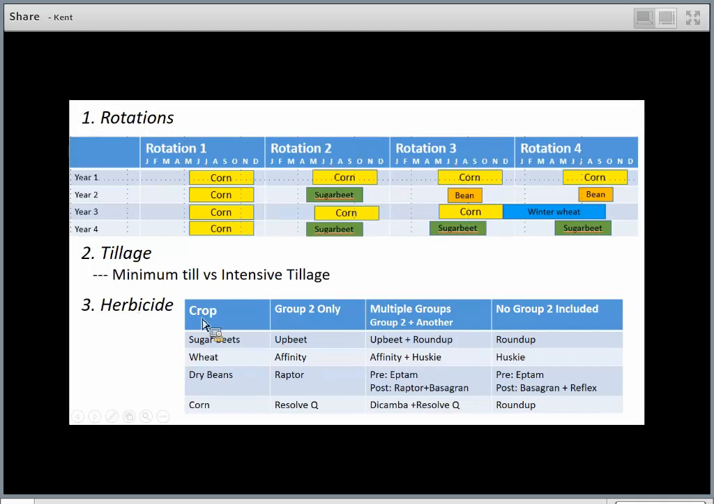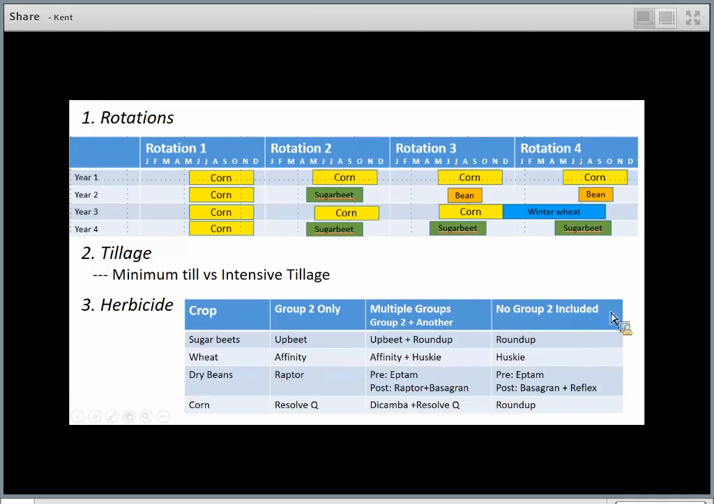And then herbicides. The treatments are either all group 2 only herbicides, those ALS type herbicides like Upbeat, Affinity, Raptor, Resolve Q for corn, or multiple groups, so group 2 plus at least one other group. It varies by crop, of course, so what works in sugar beets won't work in wheat, but you can have a group 2 or group 2 plus another. So you've got Upbeat plus Roundup for sugar beets, or Affinity plus Husky for wheat.